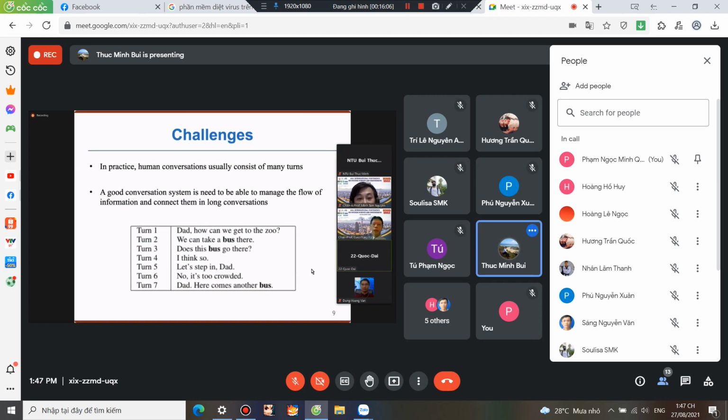In reality, human conversation usually consists of many turns. In a table, we show an example. There is a conversation example between a son and his father. In the conversation, the answer at turn 7 is not only based on the previous turn, but also uses the information which was mentioned at an earlier turn, turn 3. So a good conversation system is required to be able to manage the flow of information and connect the turns in a long conversation.